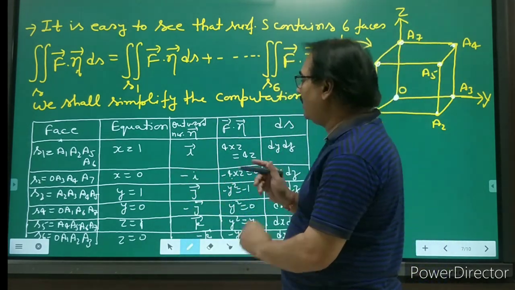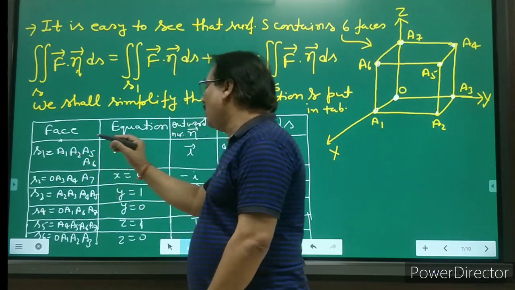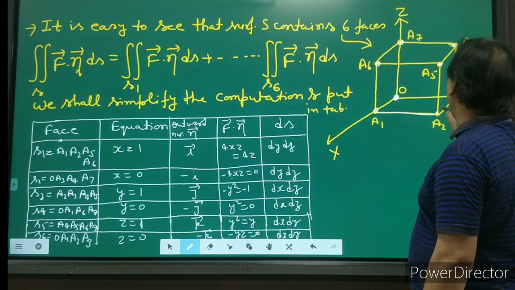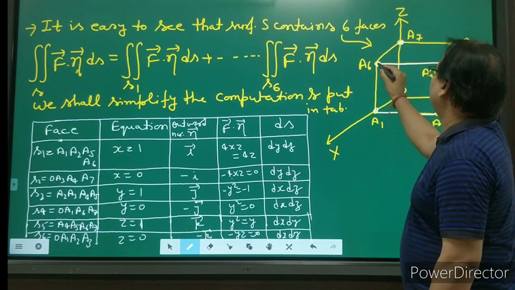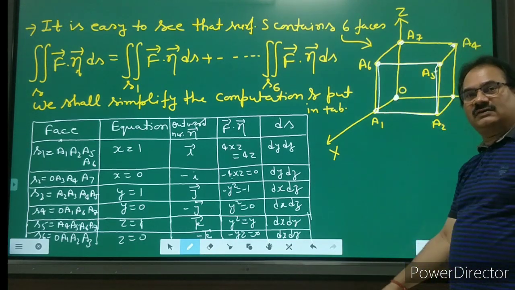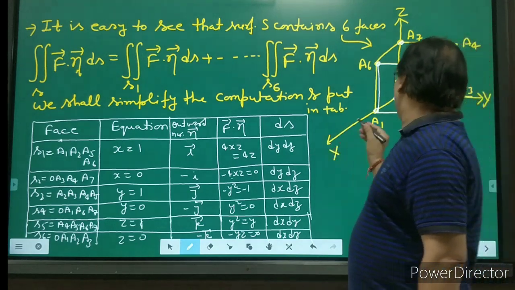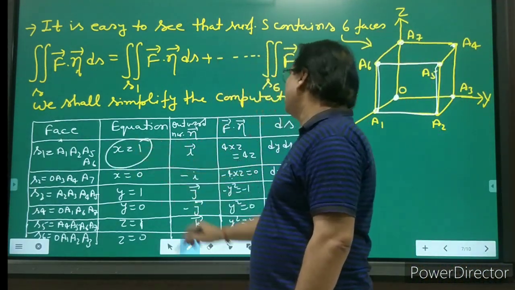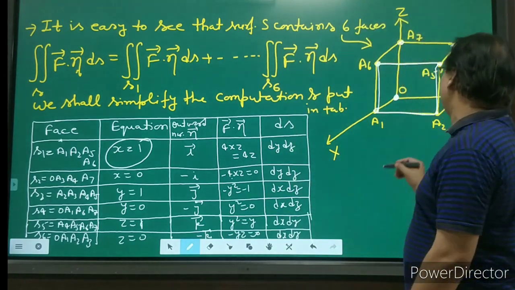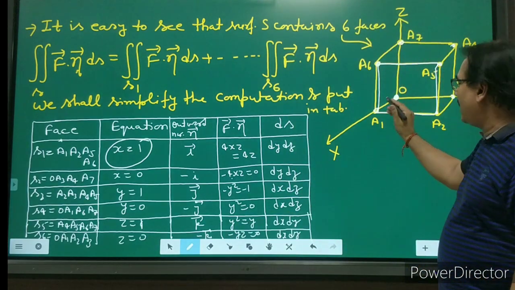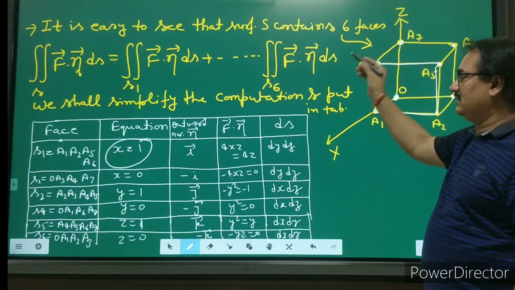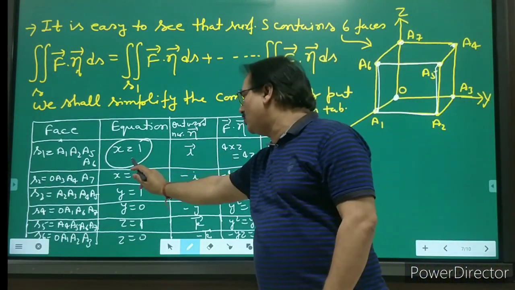Surfaces I have already taken, like A1, A2, A5 and A6. Let us look, this is A1, A2, A5 and A6. So this surface I have taken first. What is the equation of this surface? This is given already, that is x is equal to 1. This is the X axis, this is the Y axis, and this is the Z axis. The equation is already x is equal to 1.